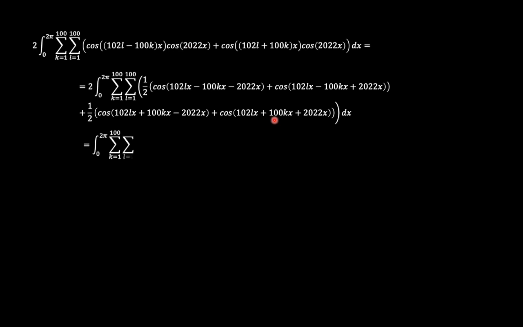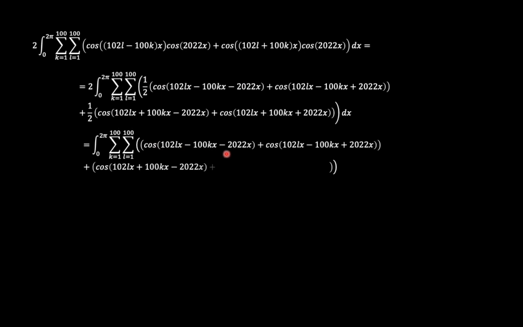So the halves go out, and then I reduce the constant 2 to 1. And then we have cosine of 102lx minus 100kx minus 2022x plus cosine of 102lx minus 100kx plus 2022x. And then here we have cosine plus cosine 102lx plus 100kx minus 2022x plus cosine of 102lx plus 100kx plus 2022x. So we can now split that into 4 different integrals.